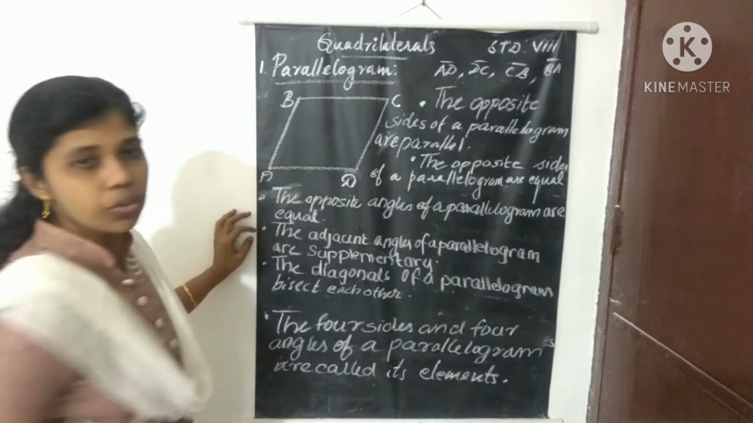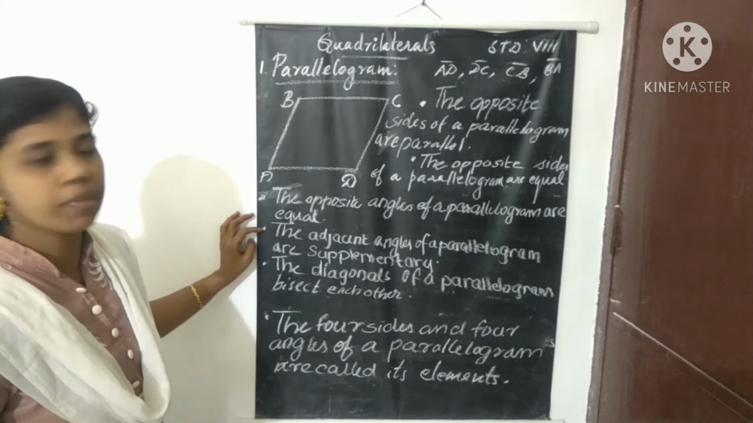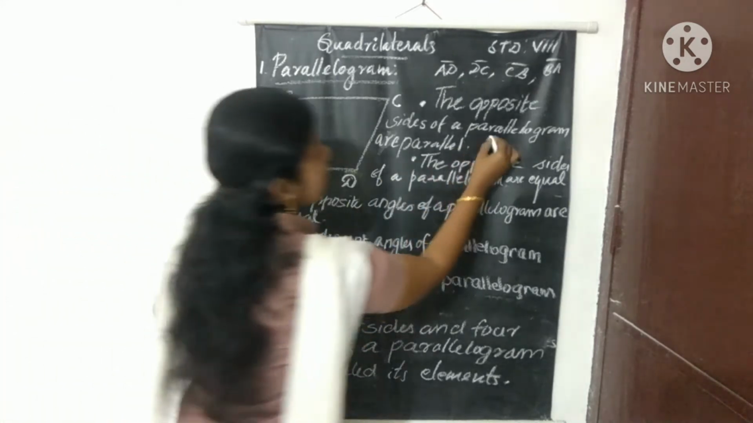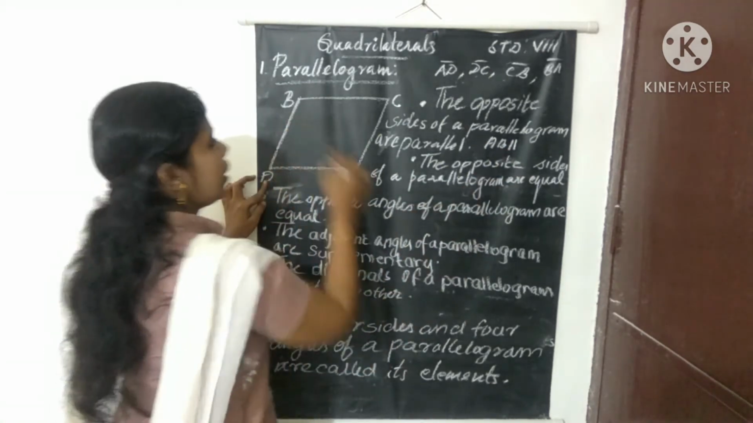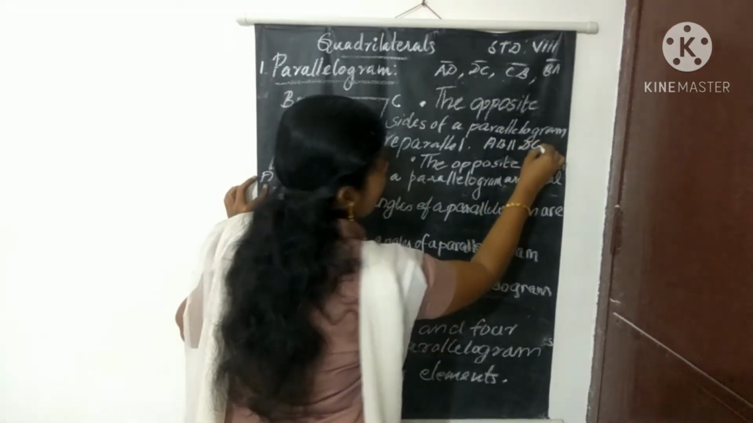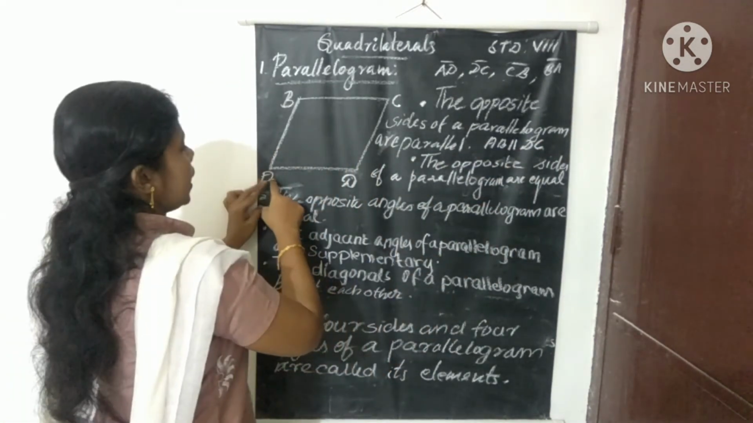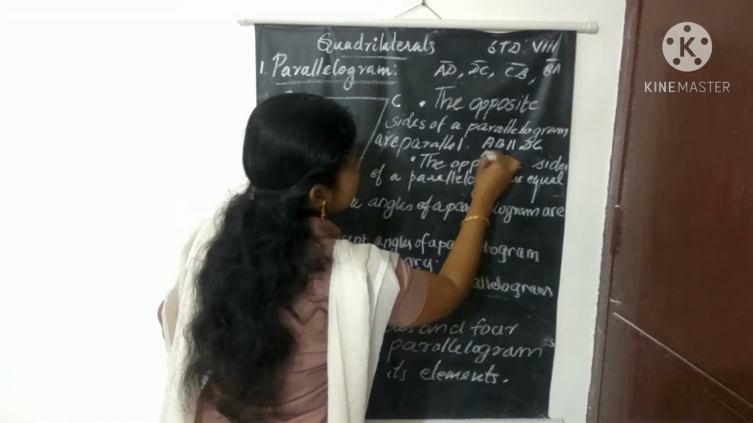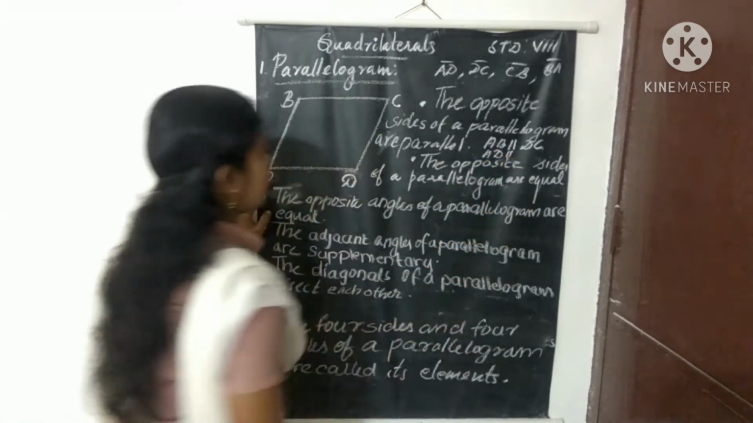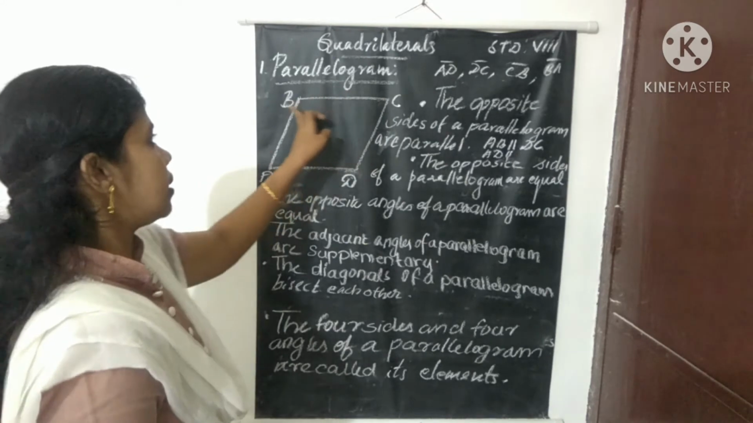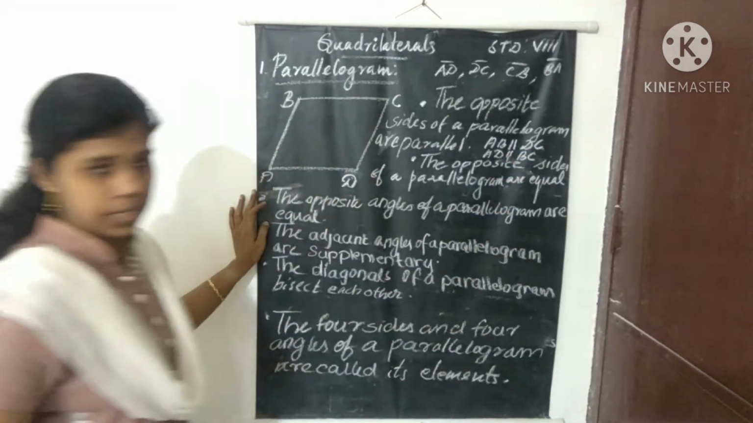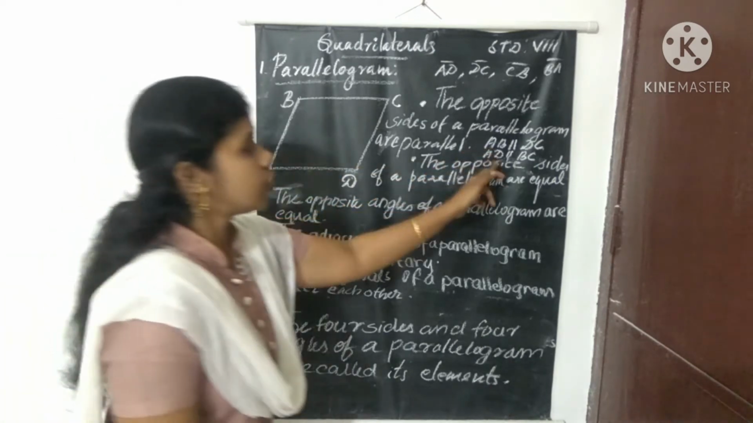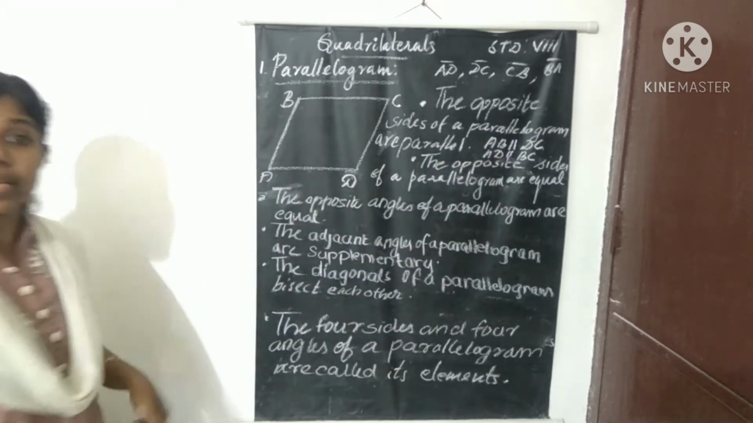Which two pairs of sides are parallel here? AB is parallel to DC, and AD is parallel to BC. These are the two pairs of parallel sides.